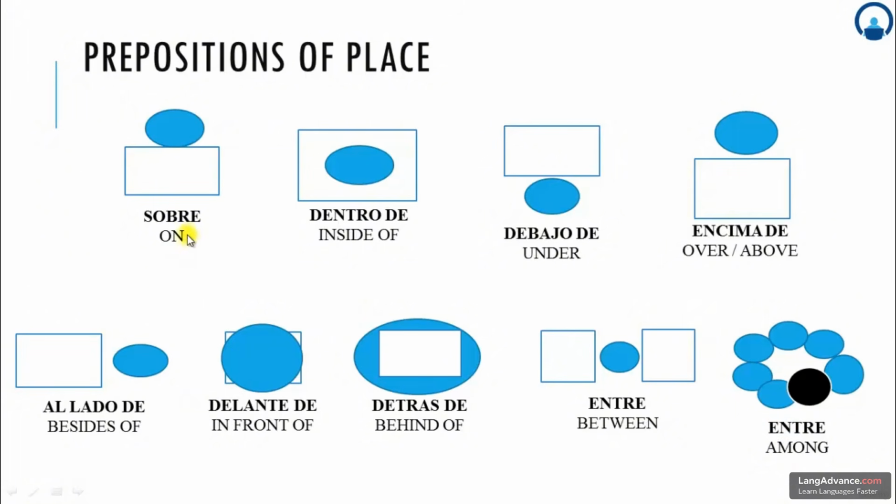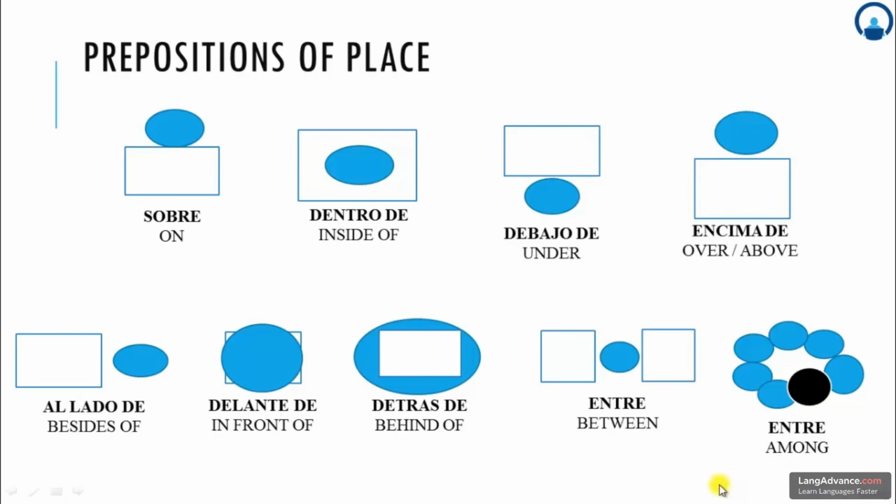Sobre means on. Dentro de means inside of. Debajo de means under. Encima de means over or above. Al lado de means beside, delante de means in front of, detrás de means behind, entre means between, and entre means among. So I hope you also make a note of all these prepositions of place and keep practicing on it.